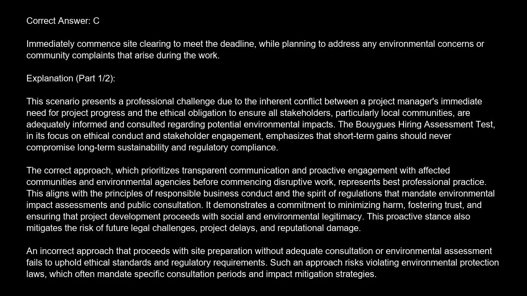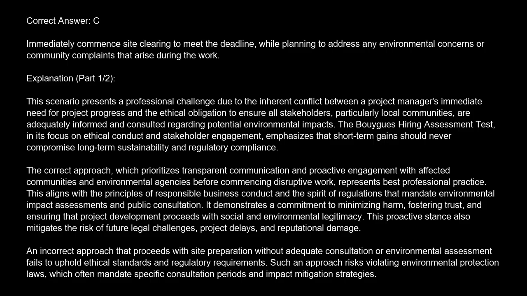regarding potential environmental impacts. The Bouygues hiring assessment test, in its focus on ethical conduct and stakeholder engagement, emphasizes that short-term gains should never compromise long-term sustainability and regulatory compliance. The correct approach, which prioritizes transparent communication and proactive engagement with affected communities and environmental agencies before commencing disruptive work, represents best professional practice. This aligns with the principles of responsible business conduct and the spirit of regulations that mandate environmental impact assessments and public consultation.